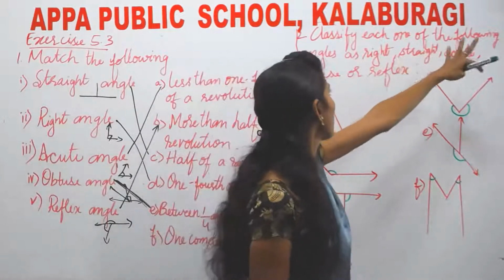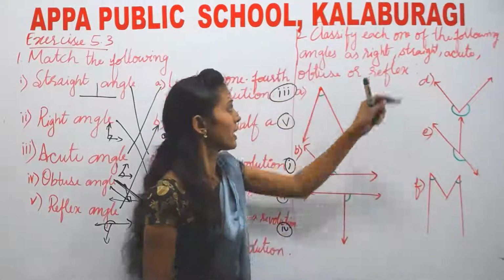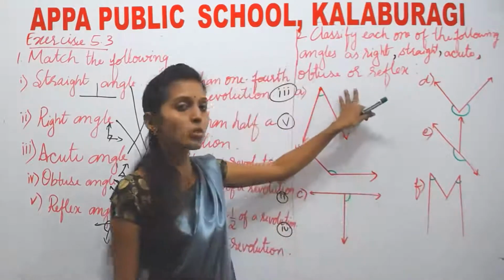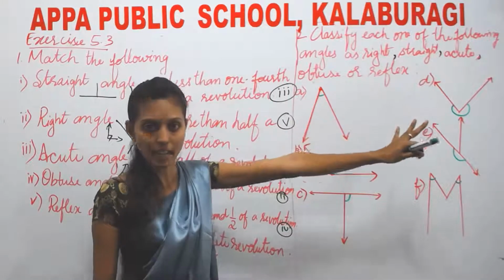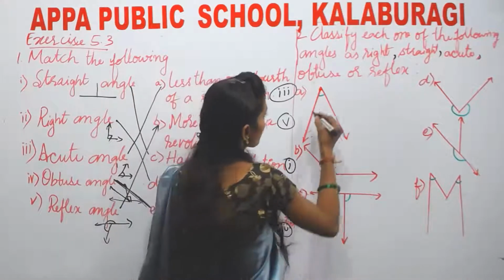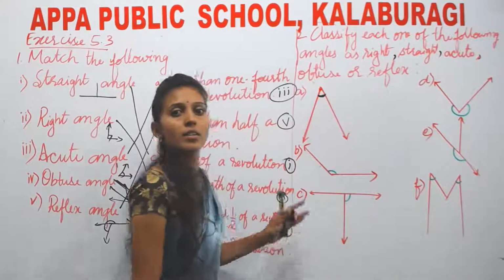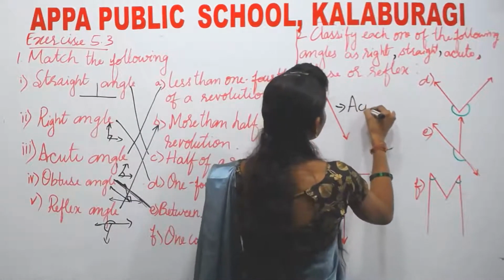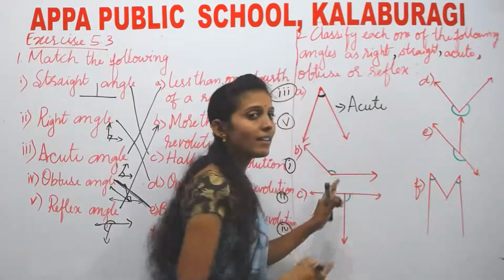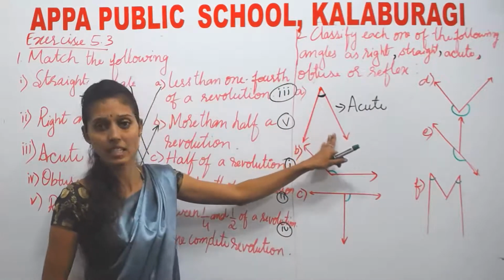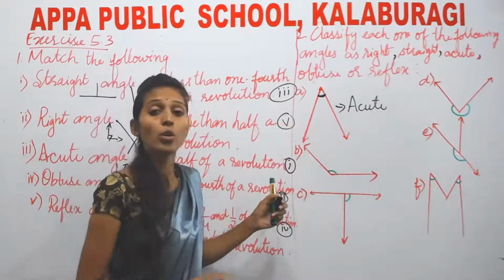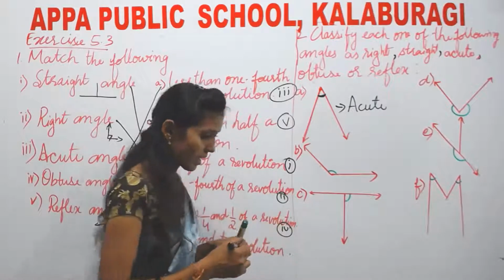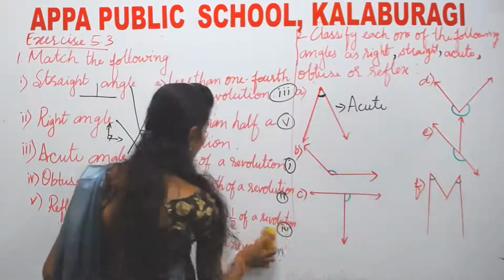Classify each one of the following angles as right angle, straight angle, acute angle, obtuse angle, and reflex angle. Right? Now, first one. See this one. What type of angle is this? This is acute, because it is more than 0 degree and less than 90 degree, isn't it? So that's it. No need to measure. Directly we can tell, because we have 4 standard angles here. I'll just draw and show you.